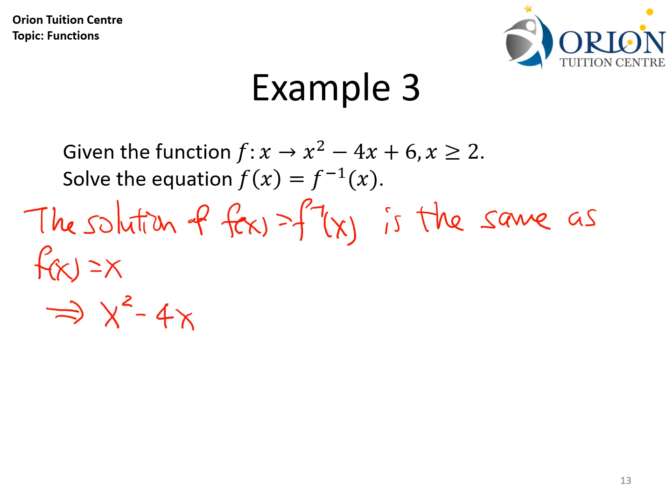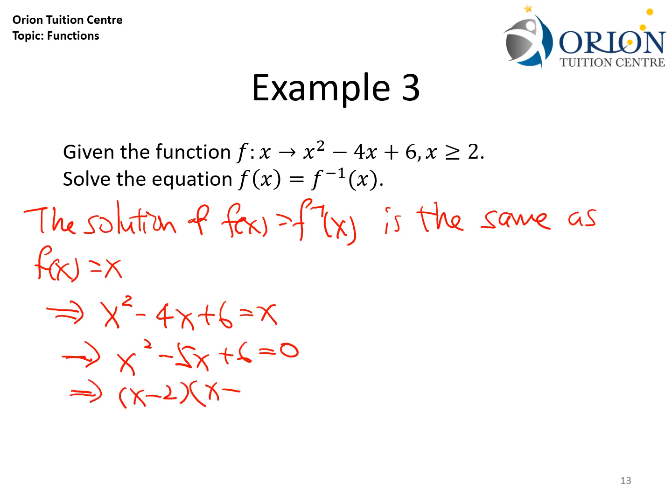which means we just need to solve x squared minus 4x plus 6 equals x, which is the same as x squared minus 5x plus 6 equals 0, and we can factorize it into (x minus 2)(x minus 3) equals 0, so x equals 2 or 3. And since the domain is such that x is more than or equal to 2, both solutions are accepted, and these are the two solutions of the equation f(x) equals f inverse of x.